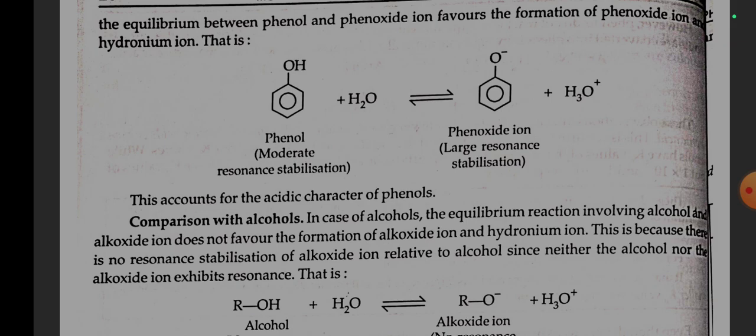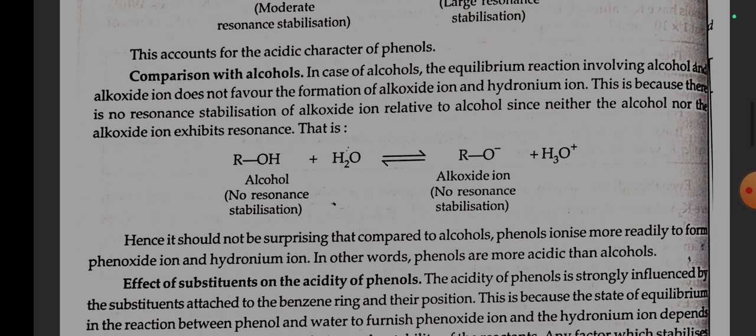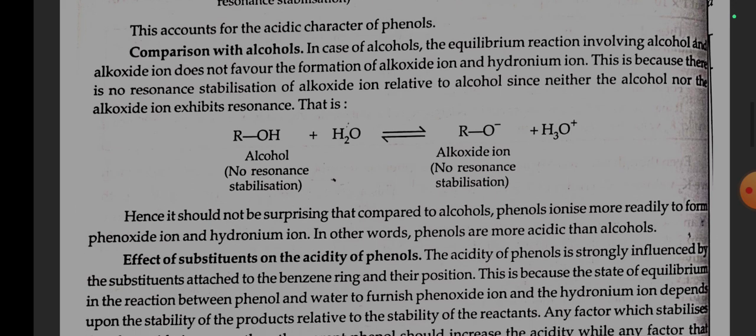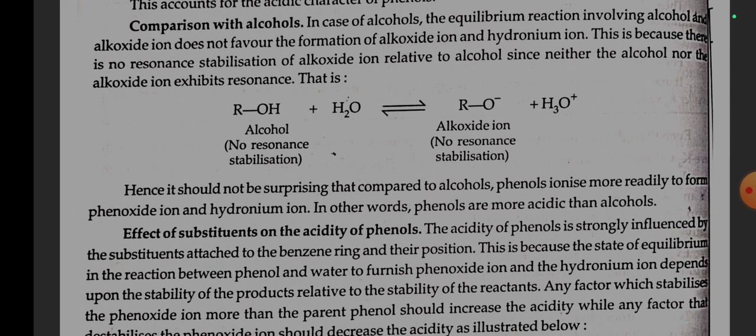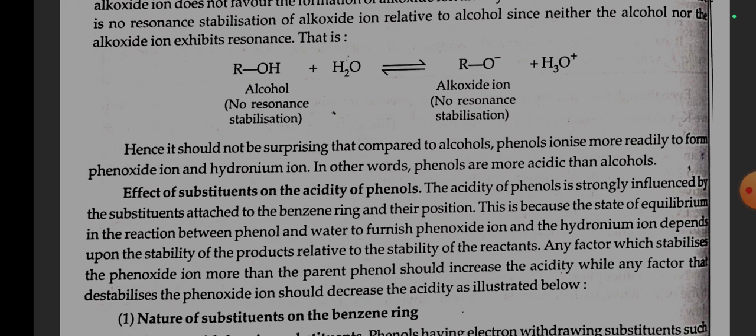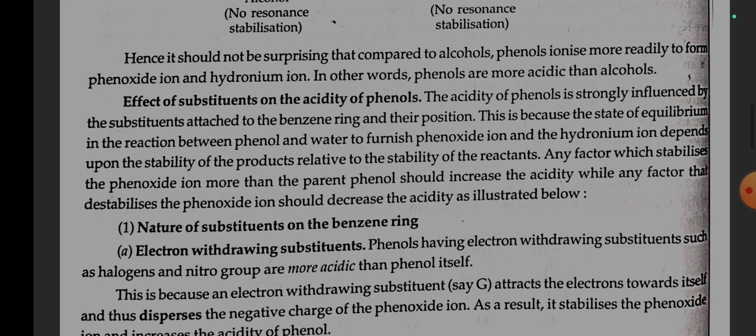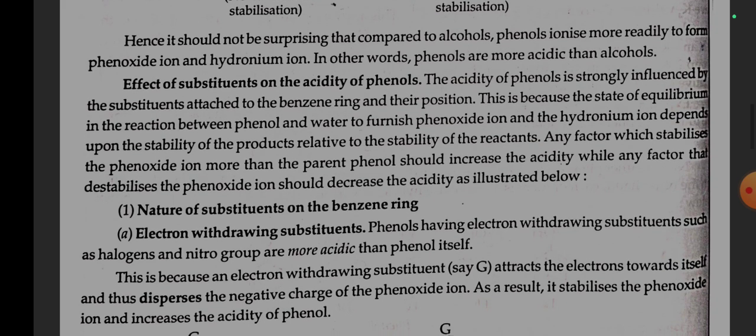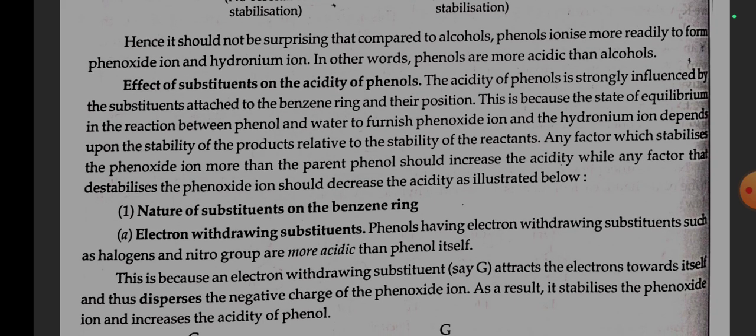This accounts for the acidic character of phenols. Comparison with alcohols. In case of alcohols, the equilibrium reaction involving alcohol and alkoxide ions does not favor the formation of alkoxide ion and hydronium ion. This is because there is no resonance stabilization of alkoxide ion relative to alcohol, since neither the alcohol nor the alkoxide ion exhibits resonance. Hence, it should not be surprising that compared to alcohols, phenols ionize more readily to form phenoxide ion and hydronium ion. In other words, phenols are more acidic than alcohols.